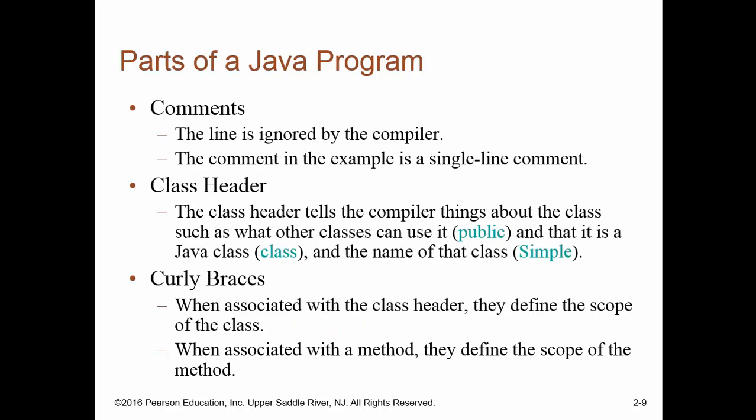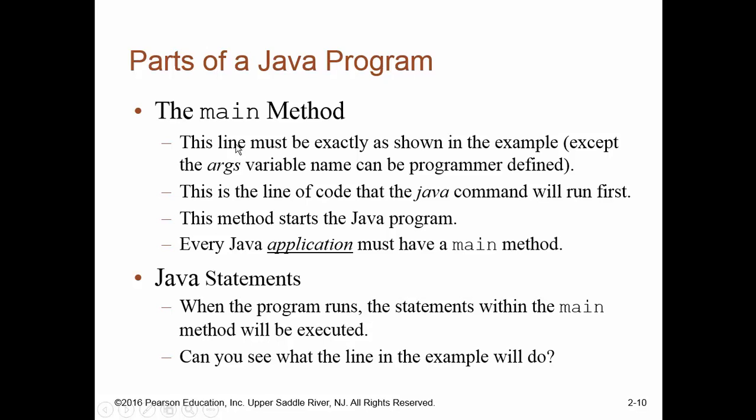Comments, I already mentioned, they're ignored by the compiler. The example that was there with the 2 forward slashes was a single line comment where it said public class simple. That's our class header. That class header must be followed by a set of curly braces. Then within those curly braces we had our main method. As it says, this line must be done exactly as shown in the example, except you don't have to call it args if you don't want to, although basically everyone does.